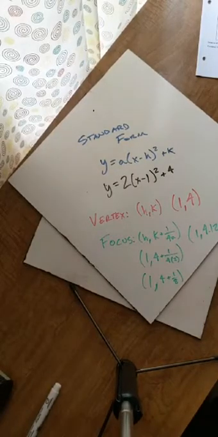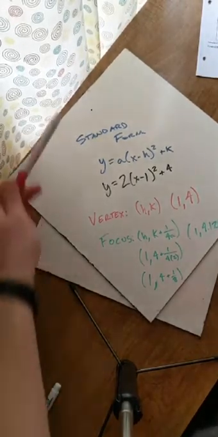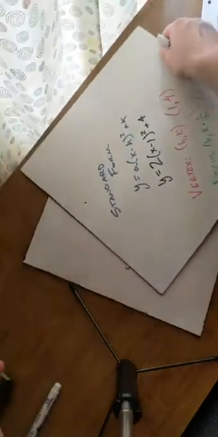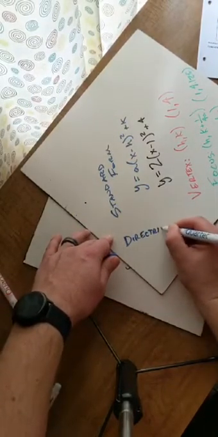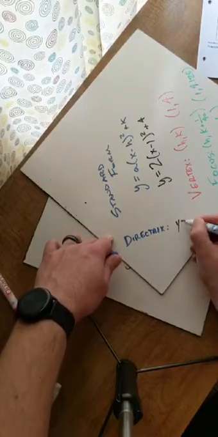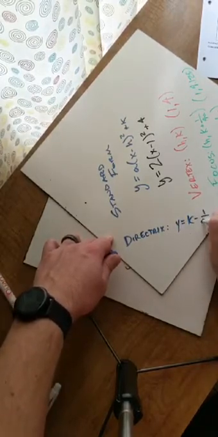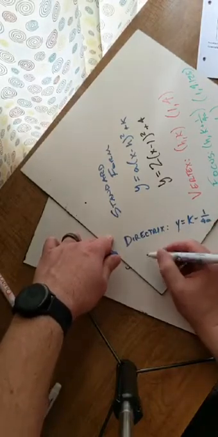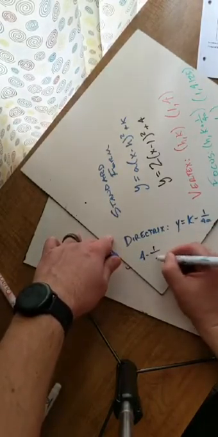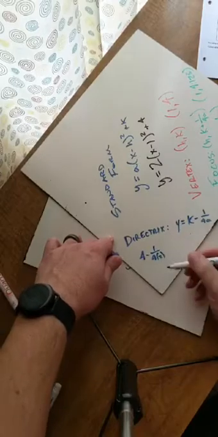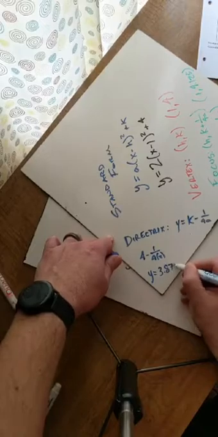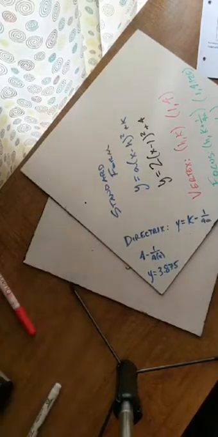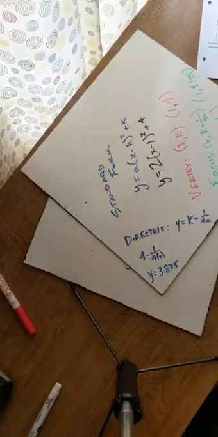And then we need to get the directrix. The directrix is really similar to the focus. And the formula for that, it's in our sheet, is y equals k minus 1 over 4a. So going back at the focus, you can see k was 4, 1 over 4 times 2. So instead of adding an eighth, we're going to subtract the eighth, and so it's going to be y equals 3.875.